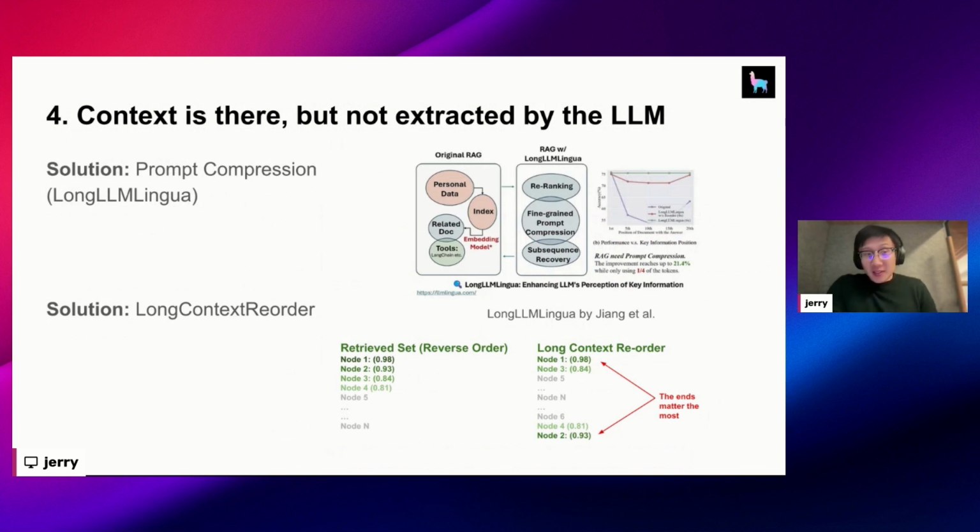So some solutions to this include prompt compression. There are some benefits to this: you want to compress the context, maybe reduce the token cost, reduce the latency, but also try to retrieve the best results.